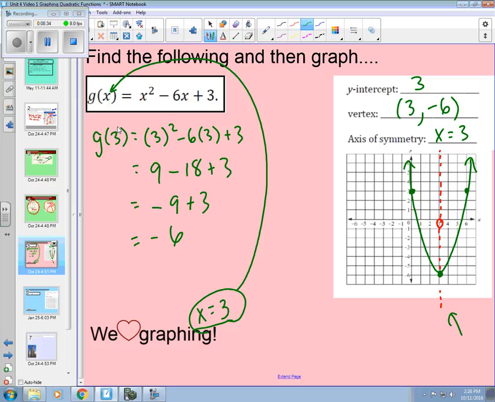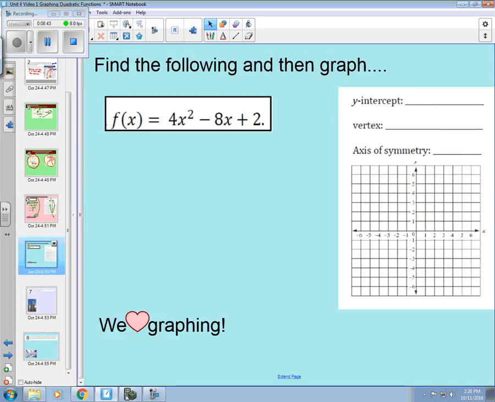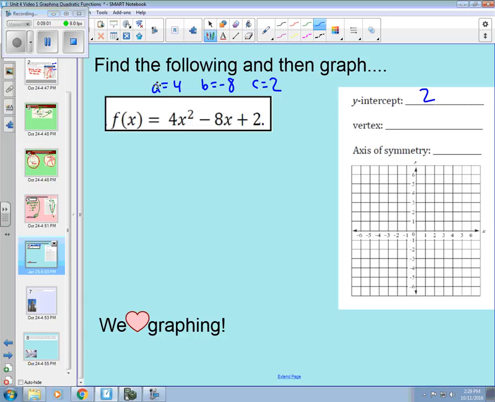Okay. All right. Let's try another one here. So on the back of your note sheet is another one. We're going to graph this one now. Okay. So y-intercept. Again, all these things over here depend on your a, b, and c. Here, a is going to be 4. B is -8. C is 2. Our y-intercept is always our c value of 2. So we know right there our graph should pass through that line.